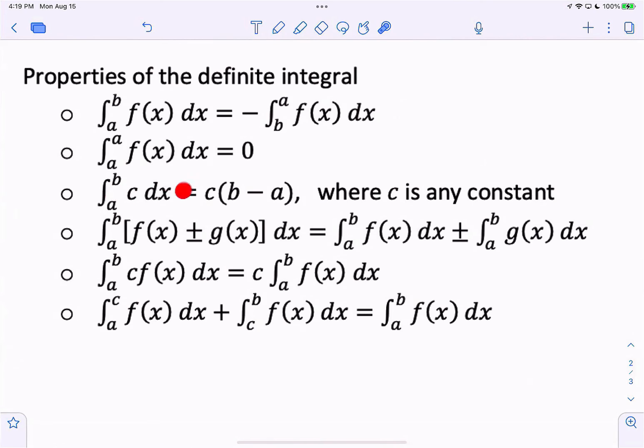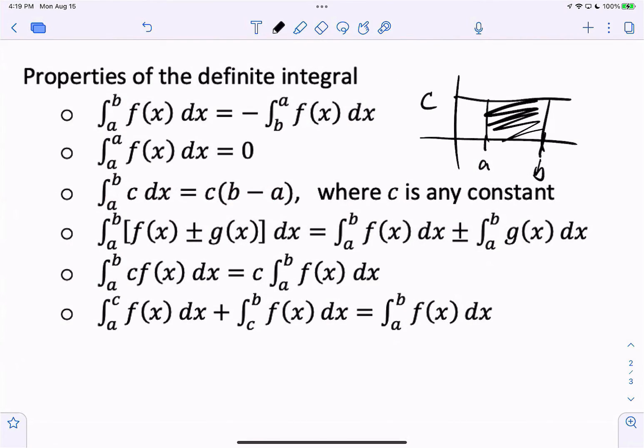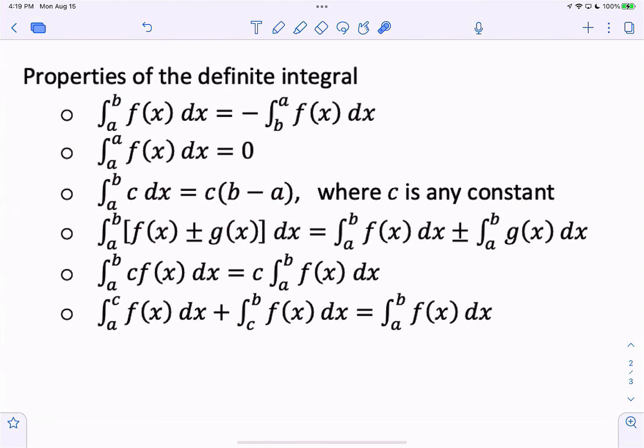The third one is that the integral of a constant from a to b is c times b minus a. And if you think about this in terms of a graph, it should make perfect sense. If this is c and then this is a and this is b, all I have is the area of a rectangle, right? The fourth one says that if I have two functions in the same integral, then I can split it up into two separate integrals.